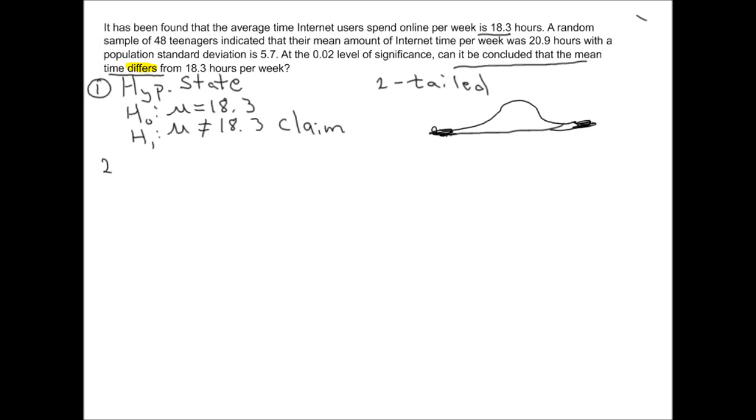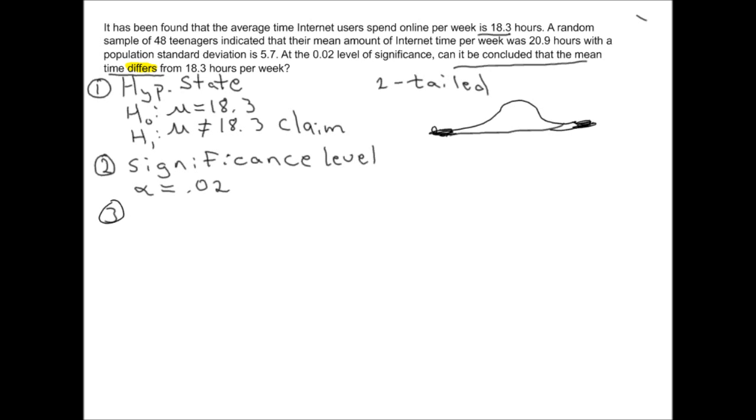Second step, the significance level. And that's always our alpha equals. In this particular case, they told us alpha was 0.02. Always given to us.